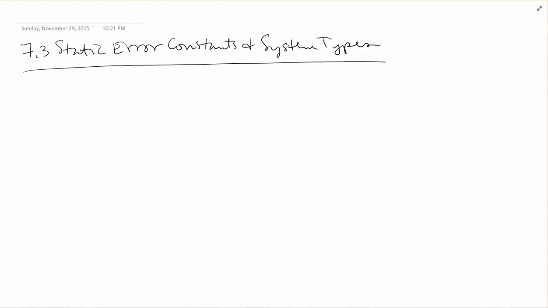All right, today we're going to cover 7.3. This is over static error constants and system types. This will be our final lecture of the semester. Basically what we're going to do here is, let's draw again. We are going to define steady state error.